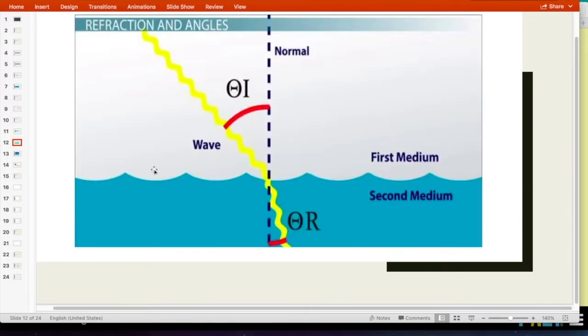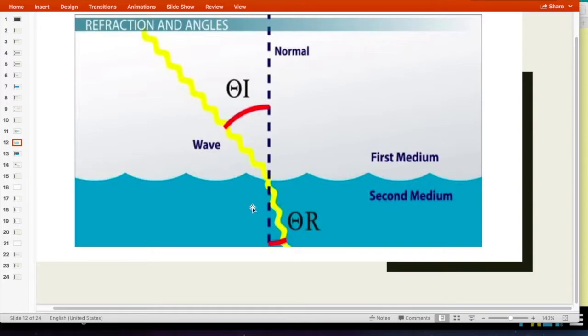Light does this whenever it travels from one medium to another. I know that I've already told you that light does not require a medium. It's a little bit complicated. Light doesn't require a medium, but it can get bounced around through particles as if it's traveling through a medium.